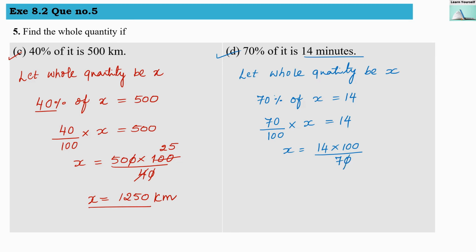So this 0 we can cancel it out. 7 2s are 14. So x equals to, we got here 20 minutes. So 20 minutes 70% will be 40 minutes. So 20 minutes will be the whole quantity.